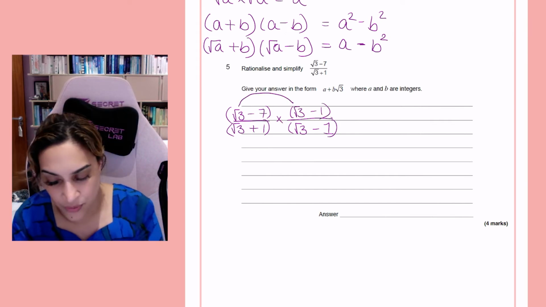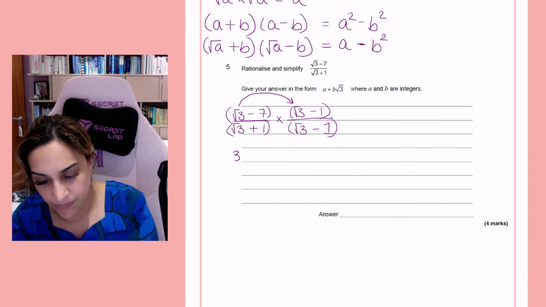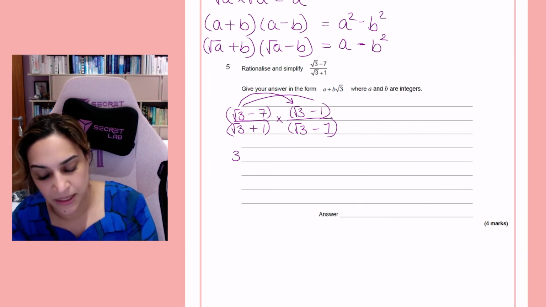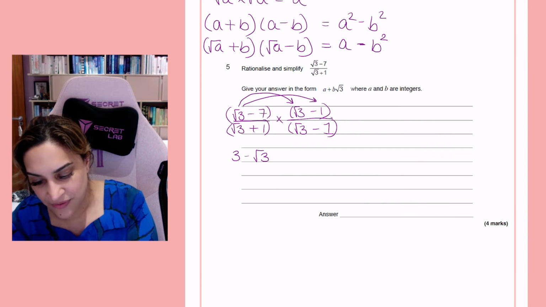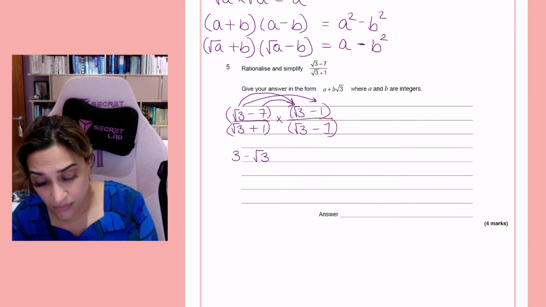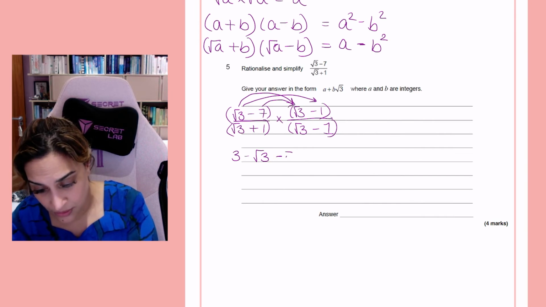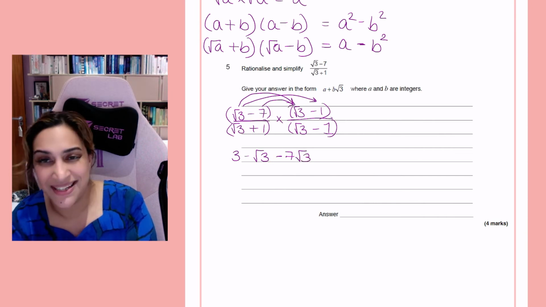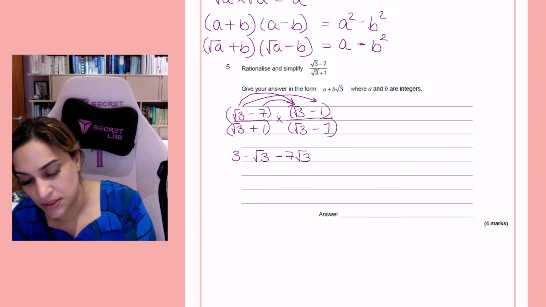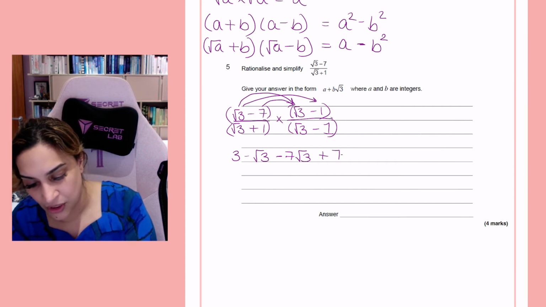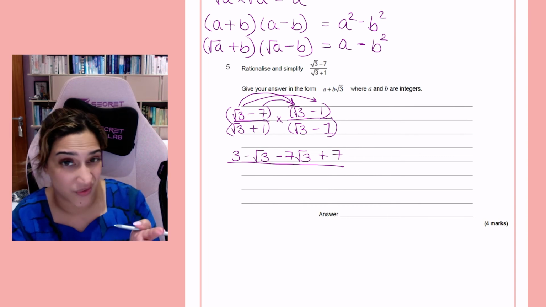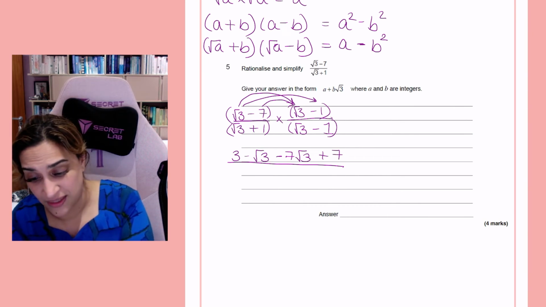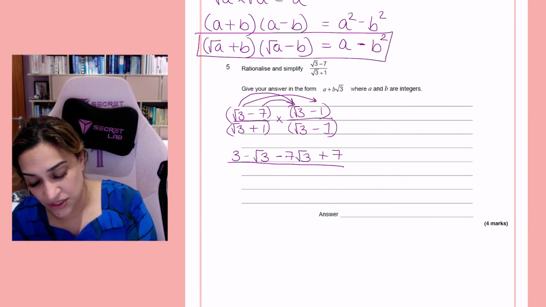All right, so let's open that out. We've got root 3 times root 3, which is just 3. Root 3 times minus 1, so minus root 3. 7 times root 3, so minus 7 root 3. Minus 7 times minus 1 gives us plus 7. All over root 3 times root 3. Now this is the difference of two squares, so looking at this example here, that's going to give us 3 minus 1.